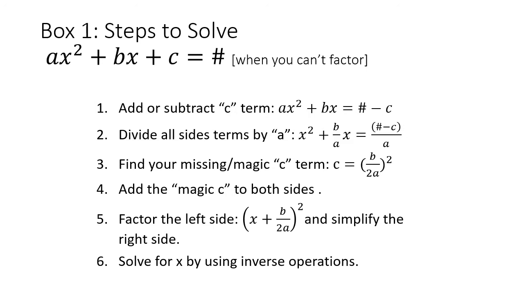And we're going to factor the left side using method number 6, and simplify the right side just by combining like terms. And then we're going to do our inverse operations. Inverse operations: the opposite of squaring something is the square root. The opposite of adding something is to subtract. The opposite of multiplying is to divide.